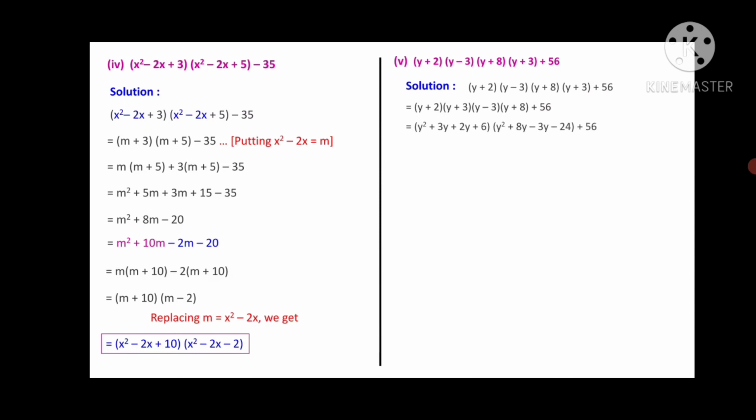y square plus 3y plus 2y plus 6, one bracket, means the product of the first two brackets, and third and fourth bracket the product will be y square plus 8y minus 3y minus 24 plus 56. We'll simplify: y square plus 5y plus 6, 3y plus 2y is 5y, plus 6. In another bracket there will be y square plus 5y minus 24 plus 56. Friends, you can see, shown with blue color, y square plus 5y.